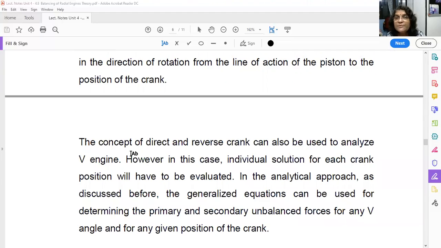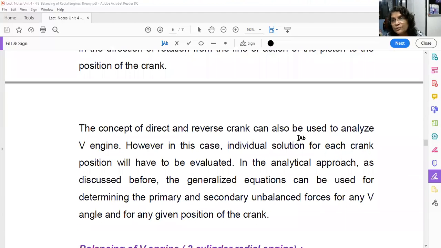The concept of direct and reverse crank can also be used to analyze a V engine. That means a two-cylinder engine specifically arranged in V type. However, in this case, an individual solution for each crank position will have to be evaluated. In the analytical approach, as discussed afterwards, the generalized equations can be used for determining the primary and secondary unbalanced forces for any V angle and for any given position of the crank. That means for the V engine, we are going to use the analytical approach and also the graphical approach, that is the direct and reverse crank method.